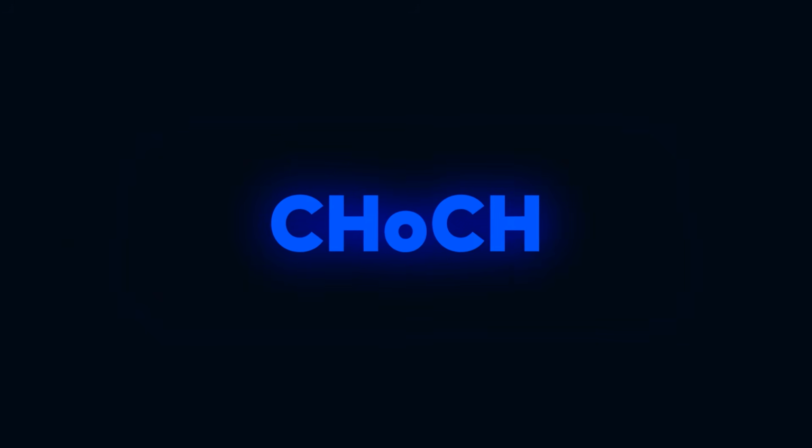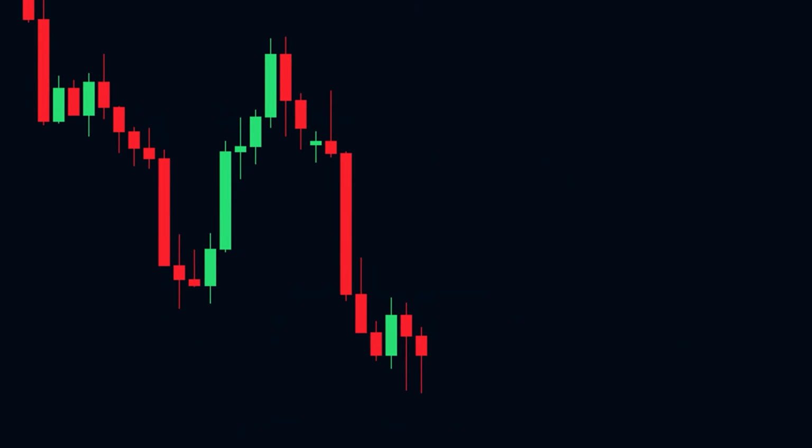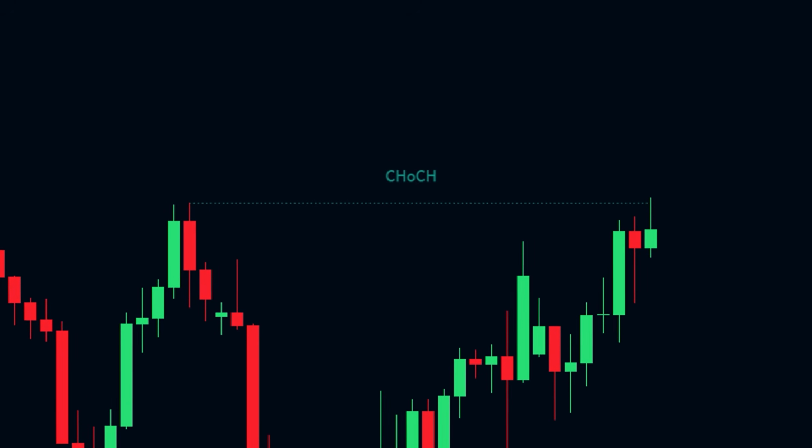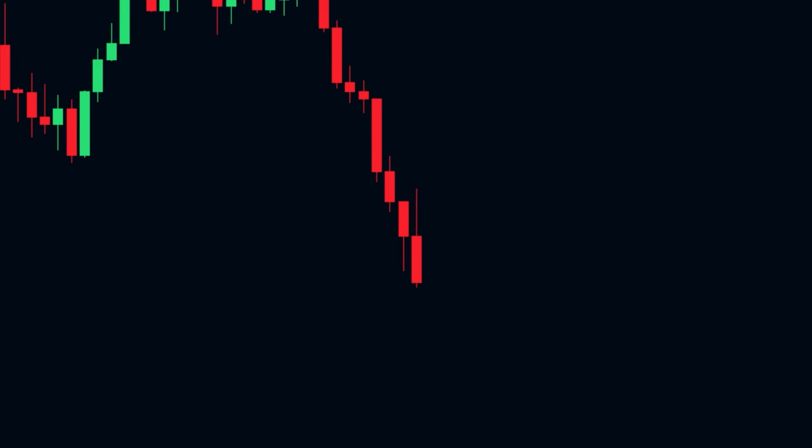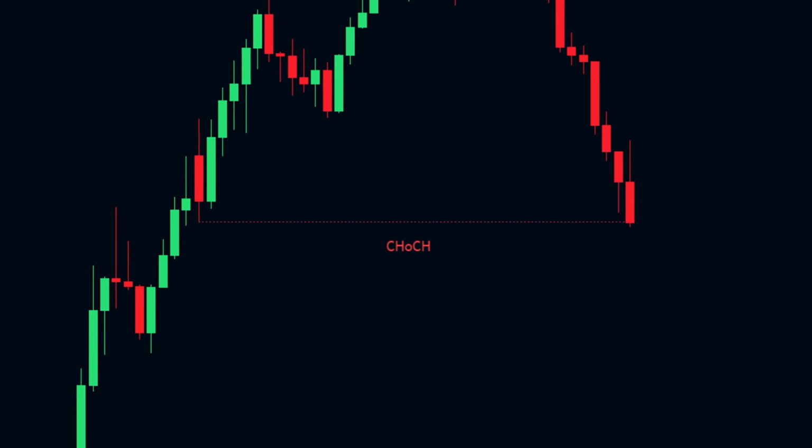Then, change of character, or CHoCH. In a downtrend, a bullish CHoCH forms when price makes a lower low, then breaks above the previous lower high. This signals buyers are gaining control. In an uptrend, a bearish CHoCH forms when price makes a higher high, then breaks below the previous higher low, showing sellers are taking over.